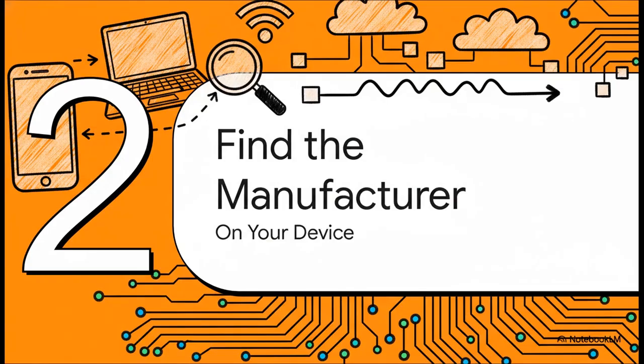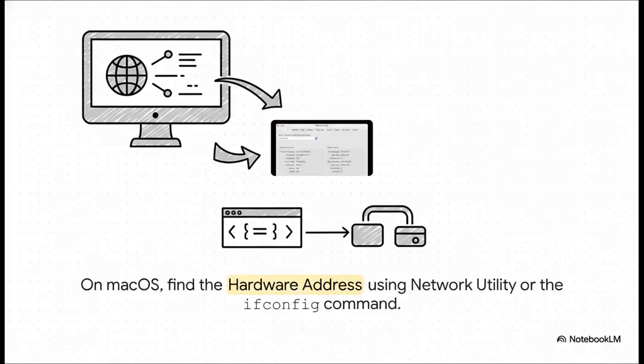All right, so theory is one thing, but let's get our hands dirty. How do you actually find this code on your own devices? Turns out, it's super easy, and it doesn't matter if you're on a Mac, Windows, or Linux. Okay, Mac users, you're up first. It's really straightforward. You could go through the network utility, but honestly, the fastest way is to just pop open your terminal and type ifconfig. Boom! The MAC address will be right there, listed as ether.